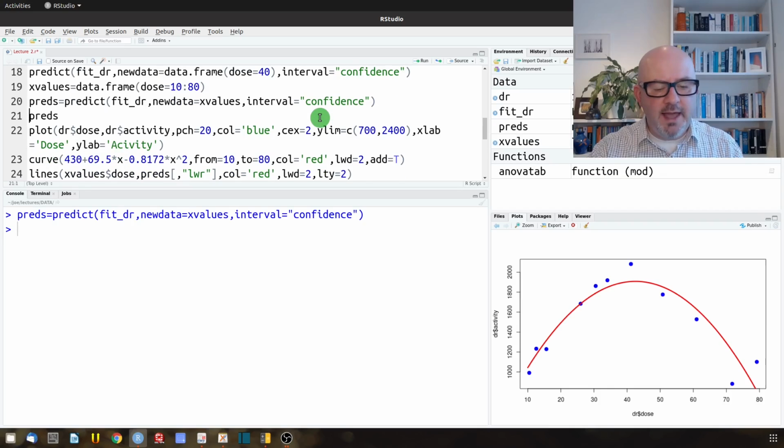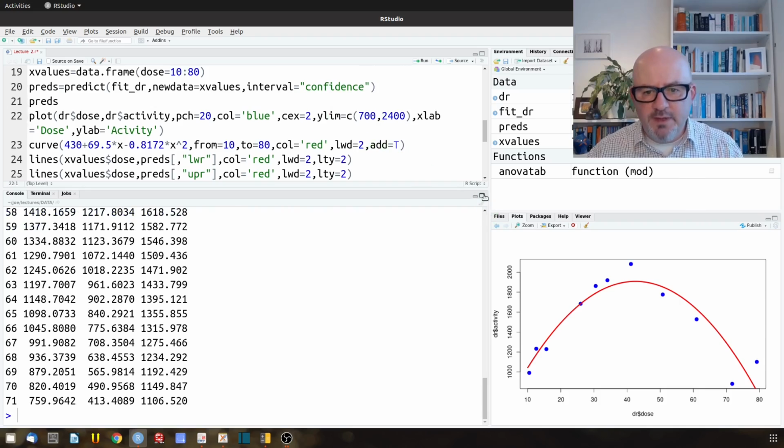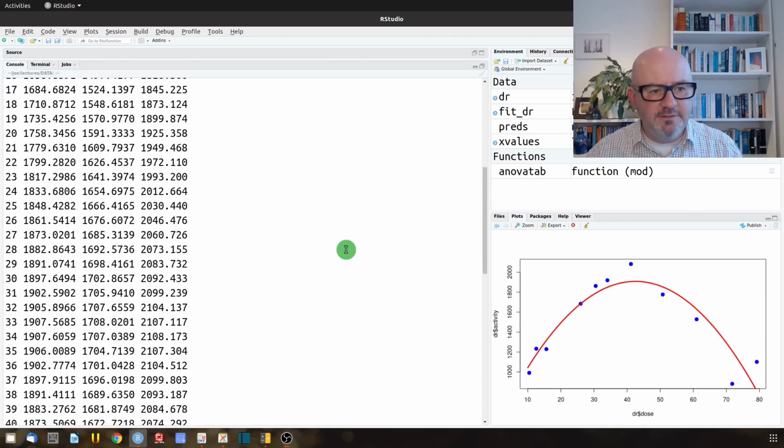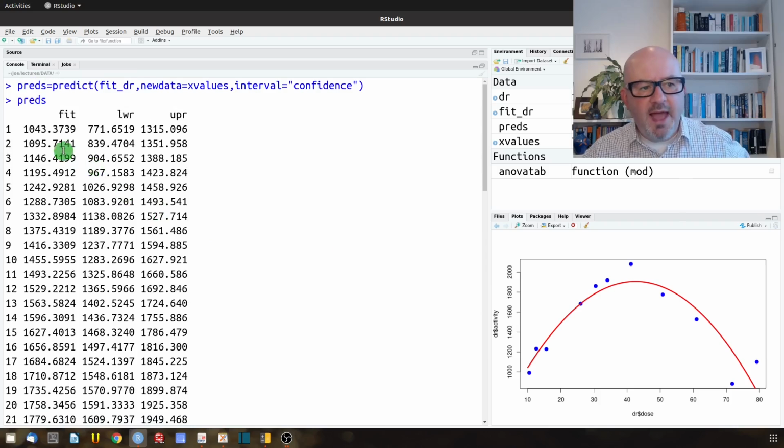And so if we look at the object I stored called preds, and call it up, we actually get a big data frame back. In the first column, we have the actual fitted values, which correspond to the points on this red line. If I plotted these like a curve sketch, I would simply be recovering this red line. But we also get the lower confidence limits, that's what LWR means, for each value.